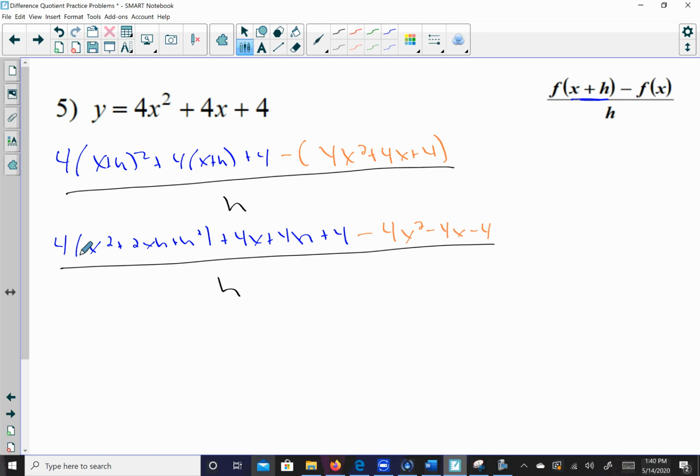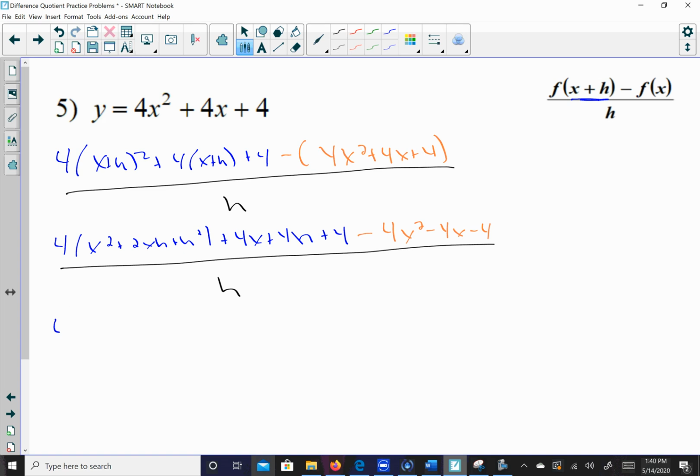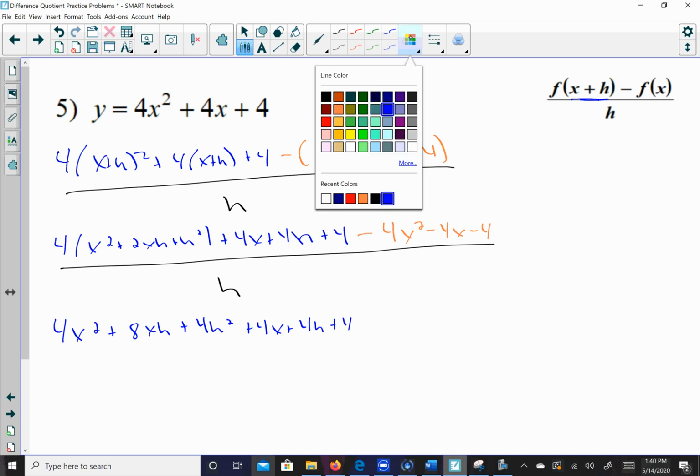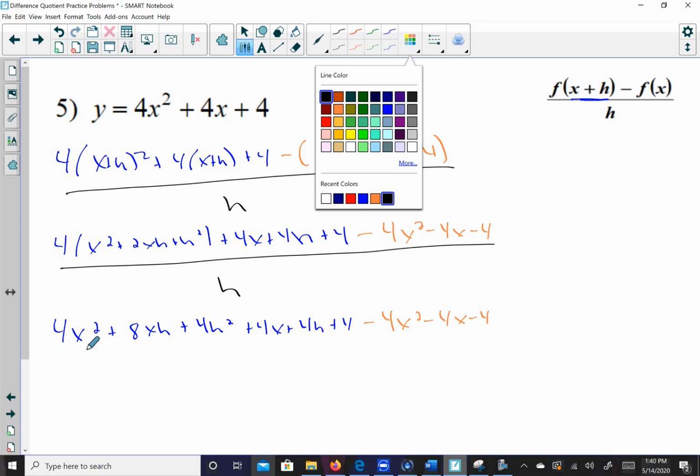I have to distribute this 4. So when I distribute that 4, I'm going to have 4x squared plus 8xh plus 4h squared plus 4x plus 4h plus 4, then minus 4x squared minus 4x minus 4, and then this is all over h.